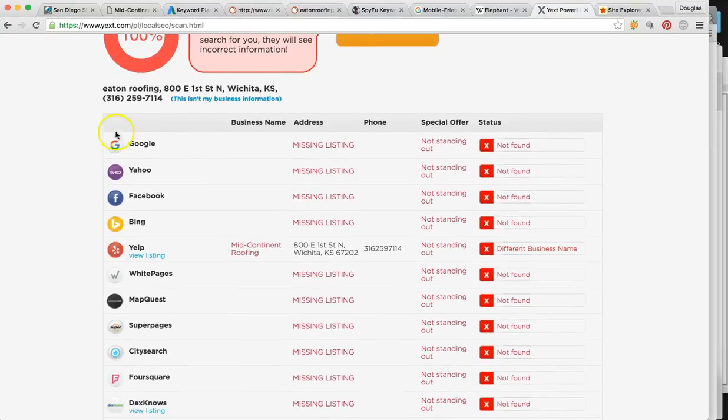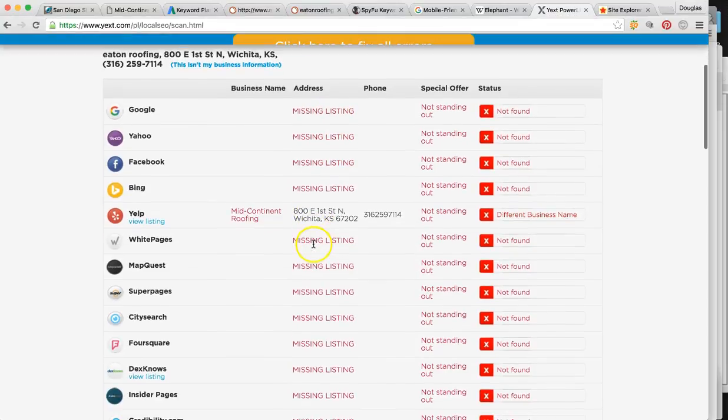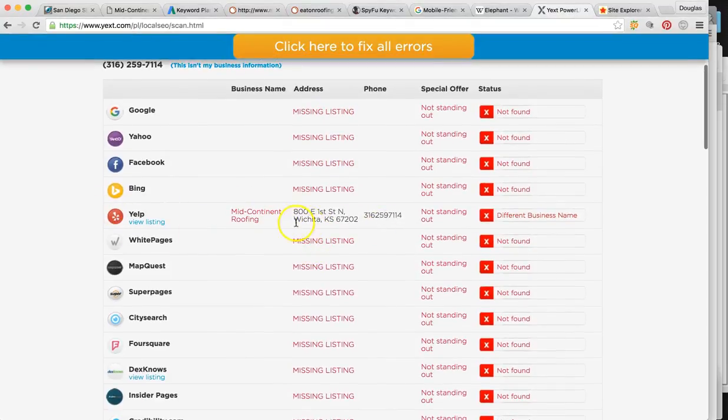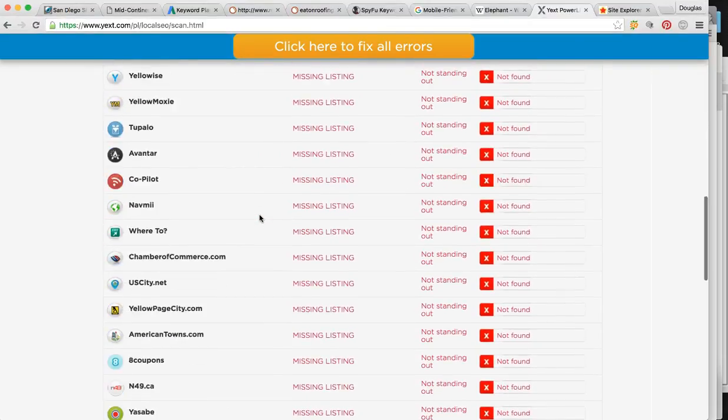According to this, you have a 100% error rate. It looks like there's an error with your Google listing. Maybe it's not verified, and you're missing listings. This one that you have on Yelp, the name of the company is inaccurate. So you're missing a lot of listings.